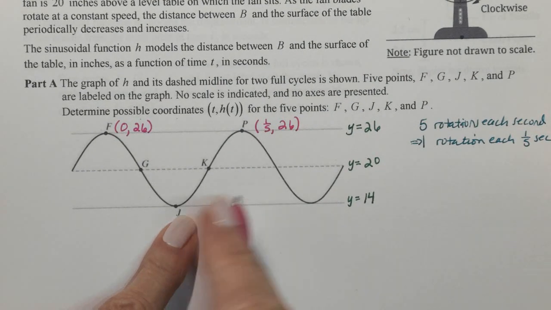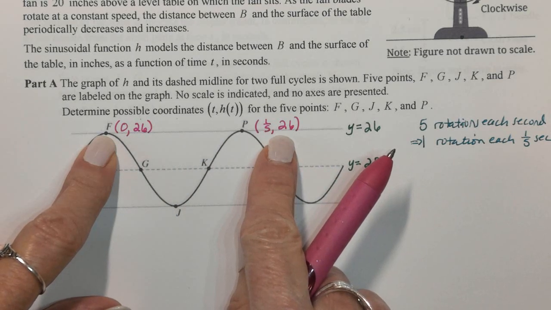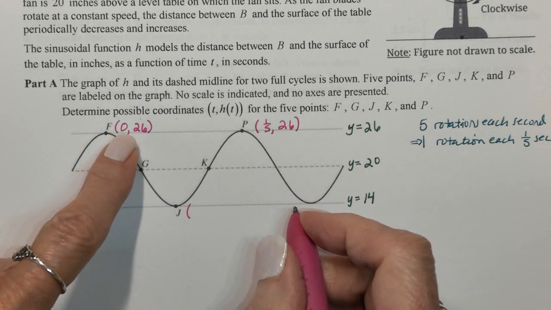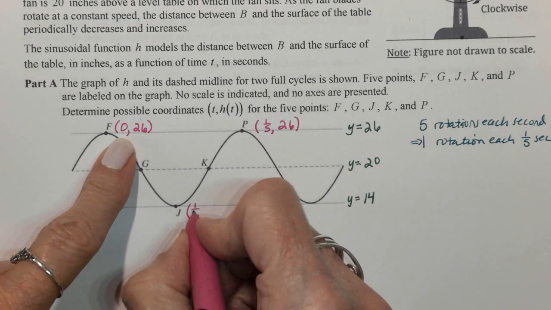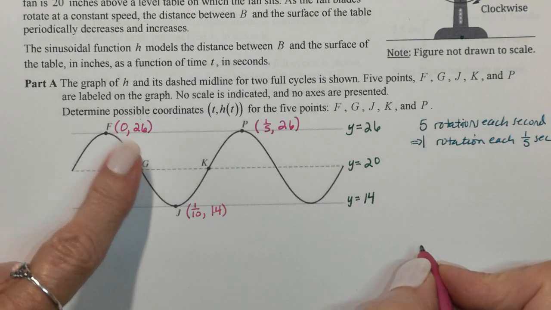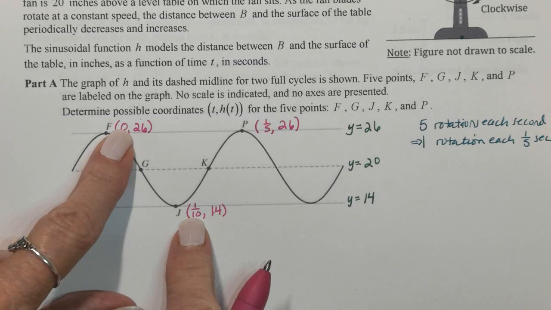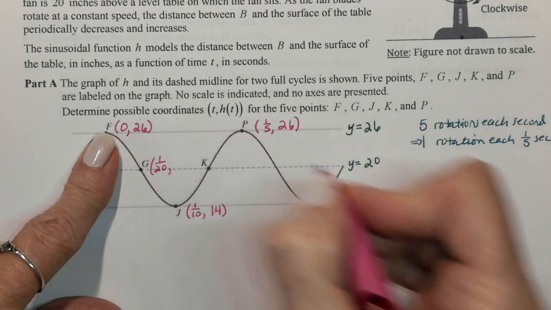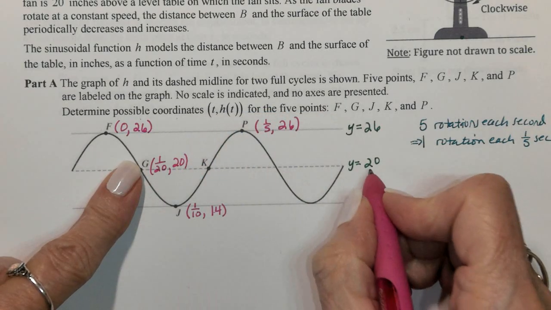Down here, I like to find my starting point, then go to the end of one cycle. Now I'm coming halfway between there. What is the time that's halfway between 0 and 1/5 of a second? That would be 1/10 of a second. And we're down here at y equals 14. Now I like to do this one, G. What time is halfway between 0 and a tenth? 1/20th. And that y coordinate is 20.